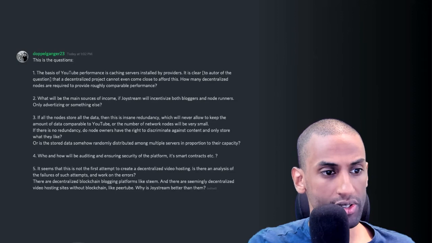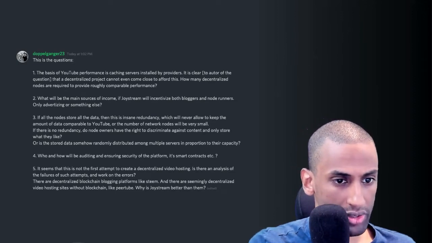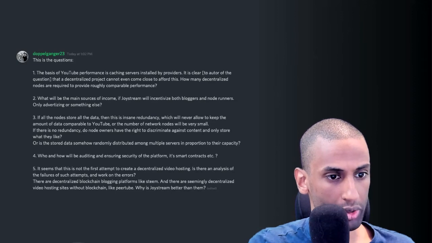Number 3 is: if all the nodes store all the data, then this is insane redundancy, which will never allow keeping the amount of data comparable to YouTube.